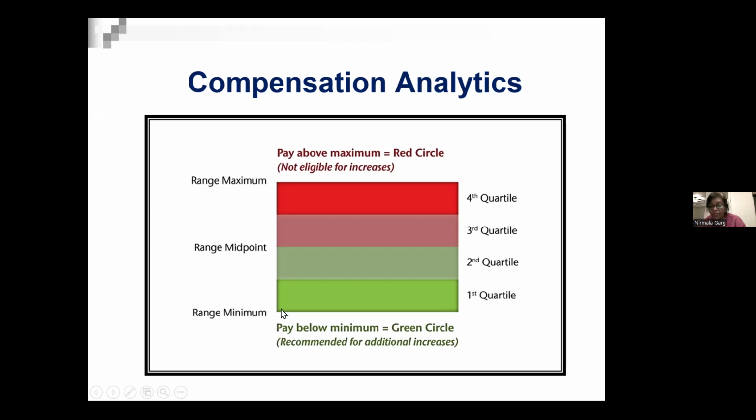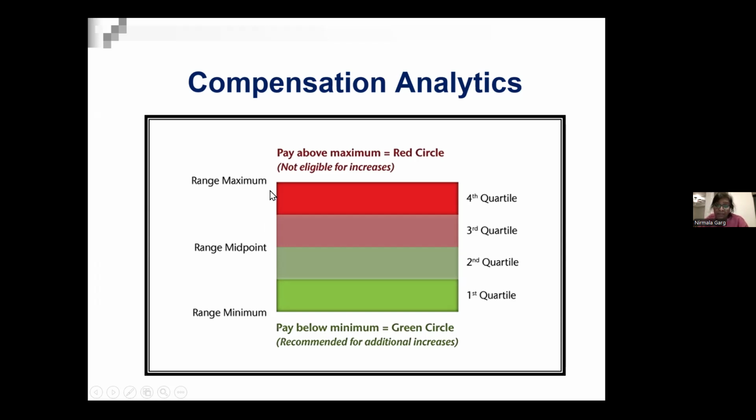What happens if you pay him at less than the minimum range? He will be so demotivated, because the minimum starts from 8,000 and you are giving him much lesser than that. So that's a total no-no.